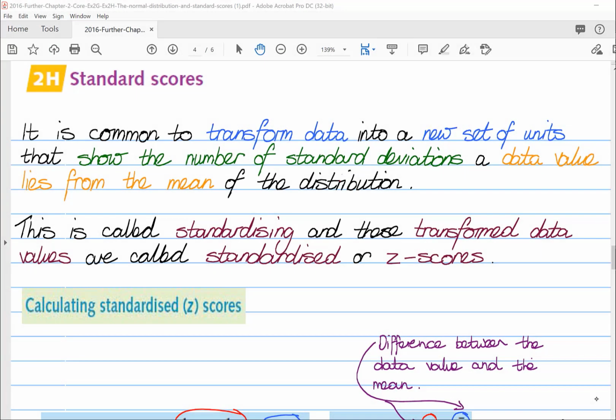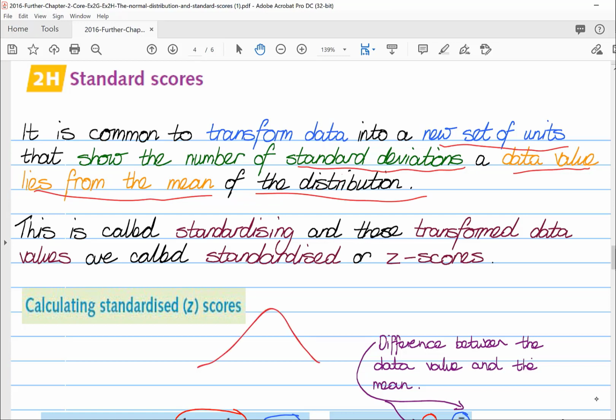So our next part of chapter 2 is on standard scores. So this is 2H. It is common to transform data into a new set of units that show the number of standard deviations a data value lies from the mean of the distribution. You remember from last lesson when we were talking about the normal distribution, how far away from the mean one standard deviation looks like, and that was your 68th percentile, etc. So this is what we're talking about.